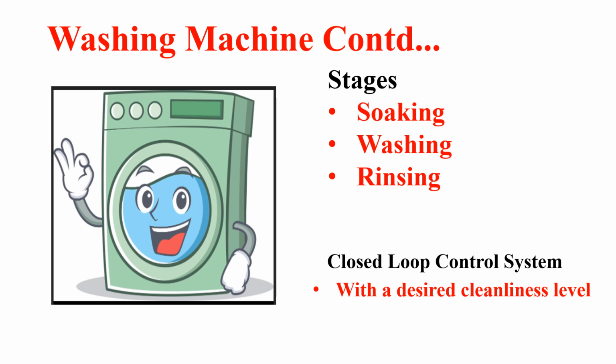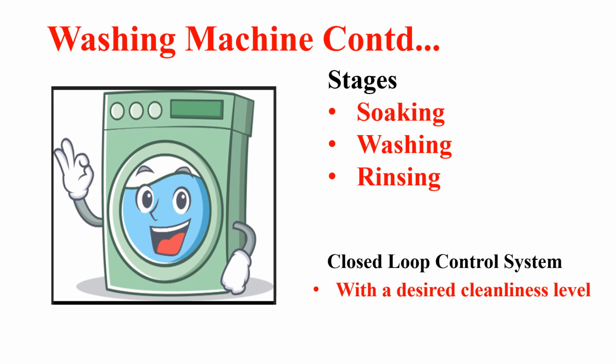Again, after washing, we have a cleanliness level set. The cleanliness level now gets measured and it is compared. If it is okay, it goes to the rinsing level, or the same washing level keeps repeating. So in that way, we can make this a closed loop control system. So these are the three examples.